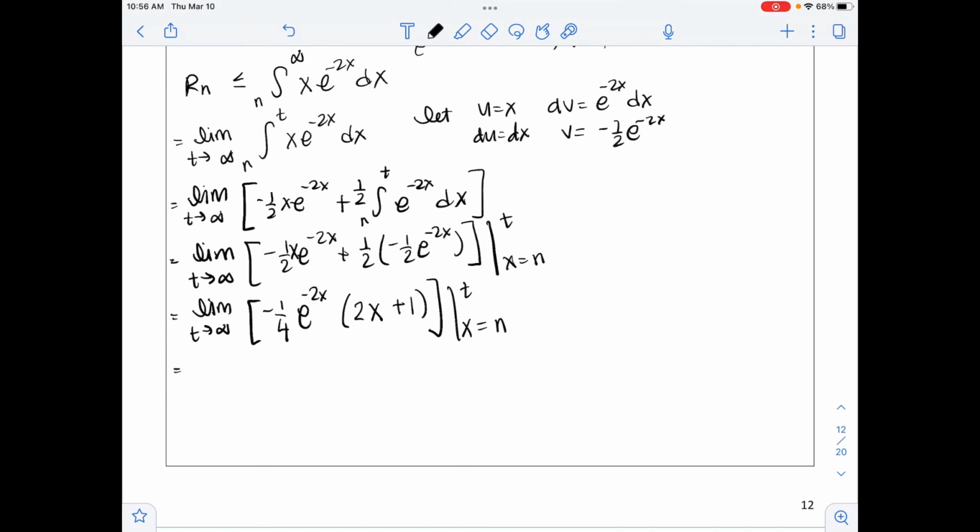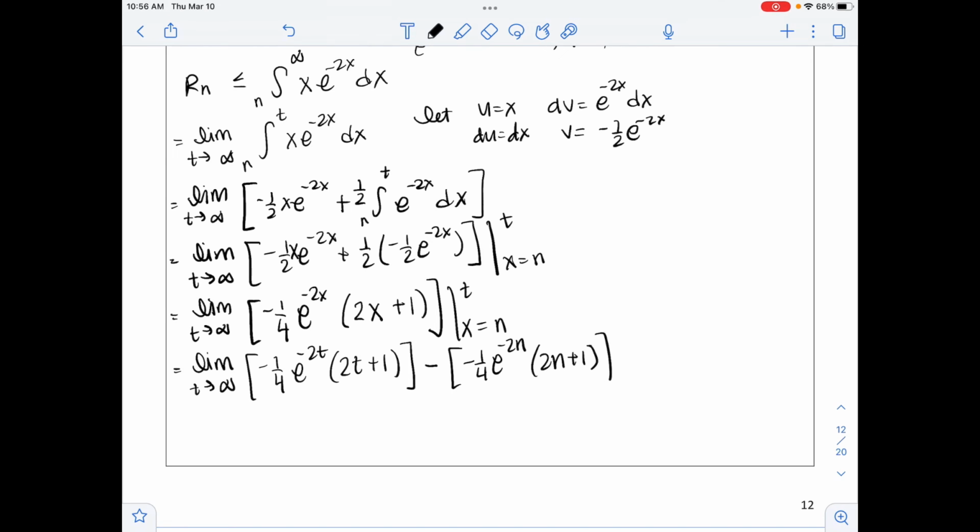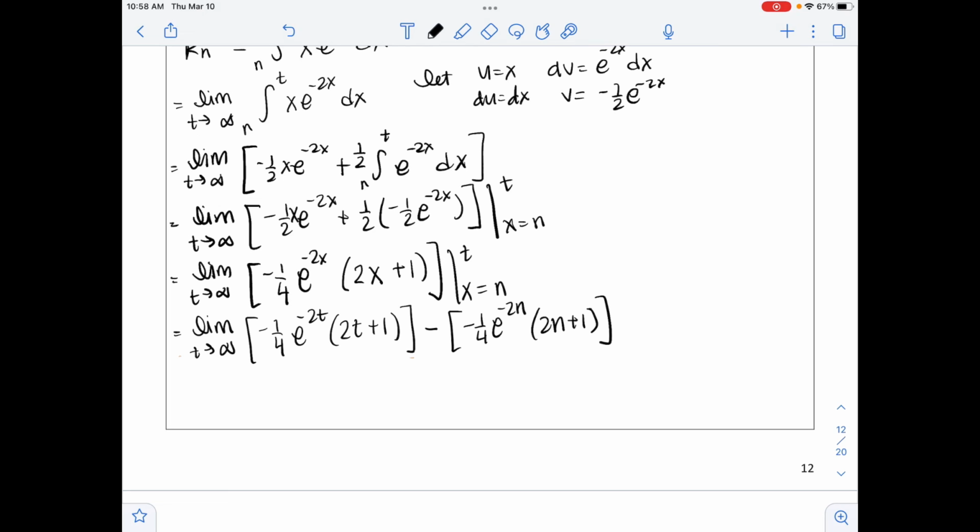And then I'm going to go ahead and evaluate this from x equals n to t. So the first thing I'm going to substitute in is going to be t. So it goes negative 1/4 e to the negative 2t, 2t plus 1, and then minus, and then substituting in n, we're going to have negative 1/4 e to the negative 2n, and then 2n plus 1. Since the limit is as t approaches infinity, the first term is the only one that has t's involved in it, so I need to figure out what the limit as t approaches infinity of this function is.